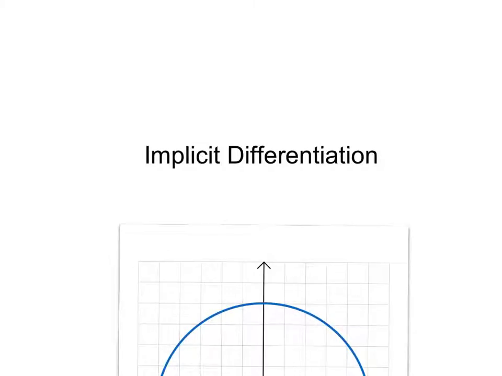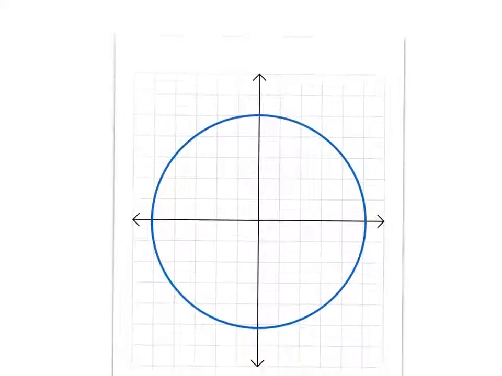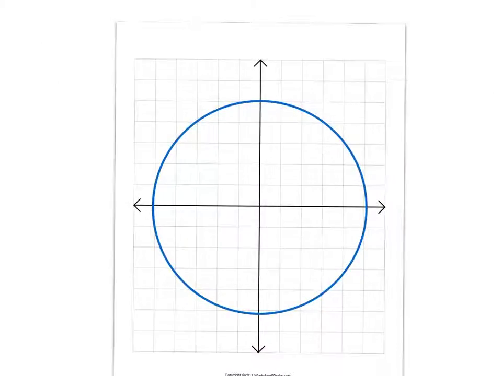In this video, let's look at implicit differentiation, which is a great technique for taking derivatives along curves that aren't functions. The one I'd like to work with today is a circle of radius 5 centered at the origin. You'll recall from your algebra days that the equation of this circle is x squared plus y squared equals 25.